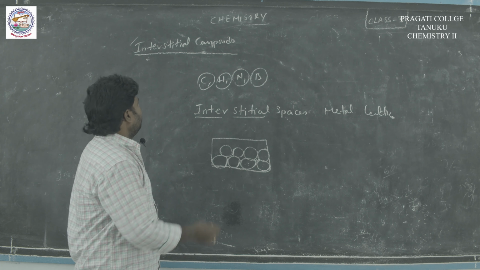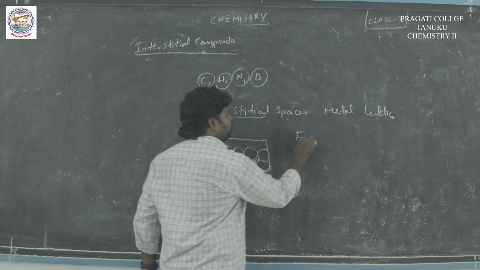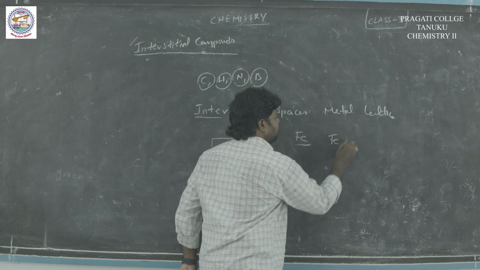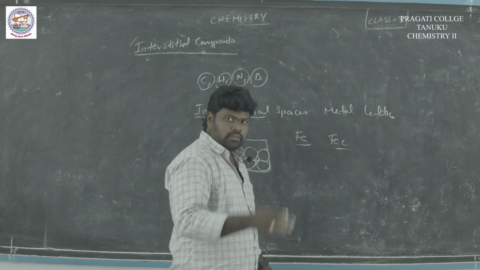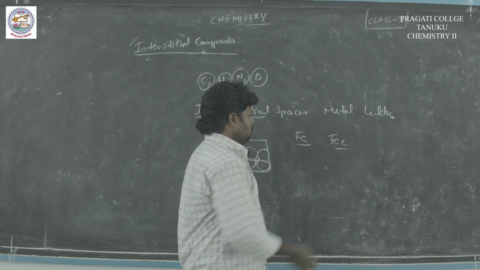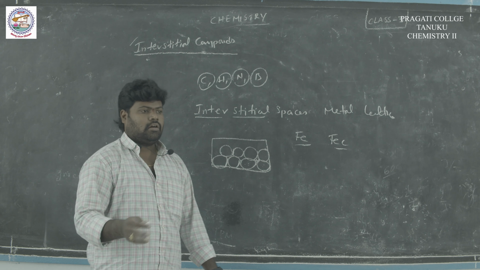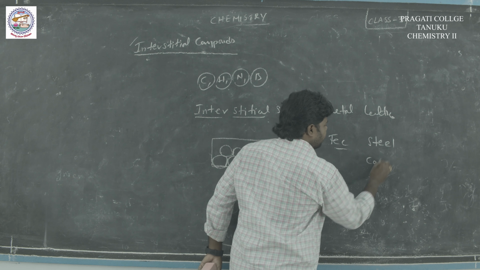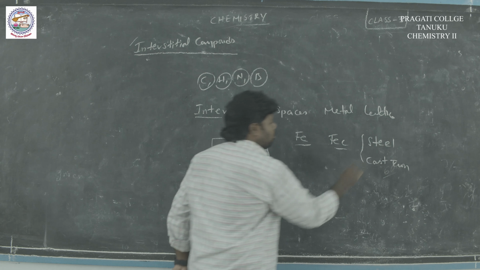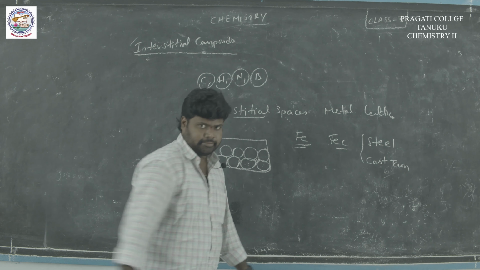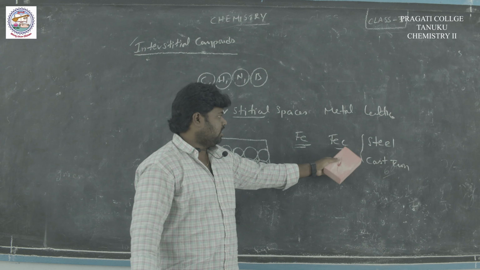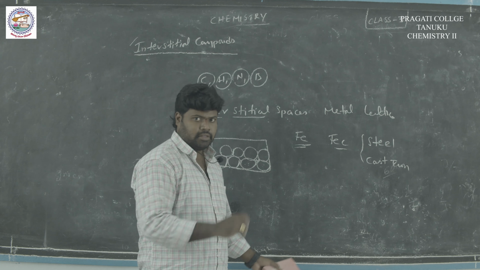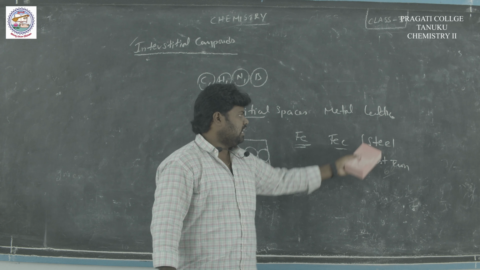For example, iron. Pure iron is stable and strong. Comparatively, iron with carbon, FeC, that means steel or cast iron. Steel or cast iron are both stronger than pure iron, because the iron is combined with carbon, which increases the strength of the metal. So these are interstitial compounds, steel and cast iron.